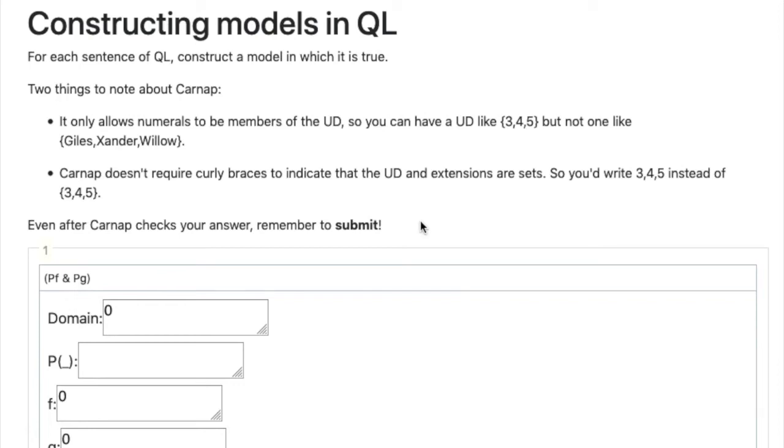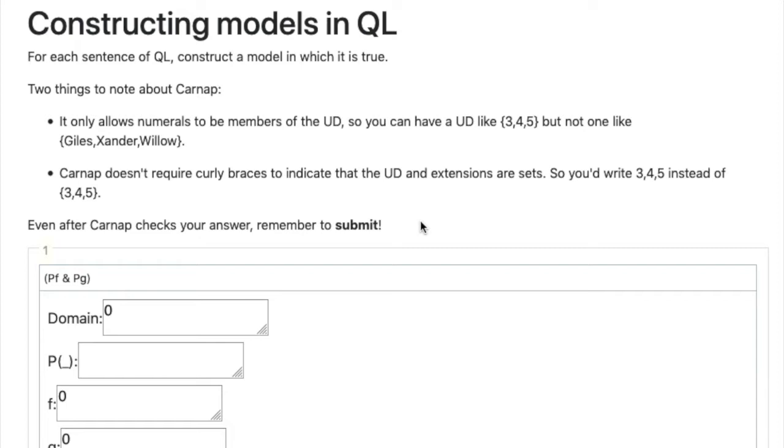One thing we can do in QL is to construct models for particular purposes. So here there's a problem set where for each sentence of QL we want to construct a model in which that sentence is true. Now I'm making this video in Carnap so that you can see how the Carnap interface works in constructing models, because it's a bit different than the standard notation that's used in the book and the notation that I've used in the slides.